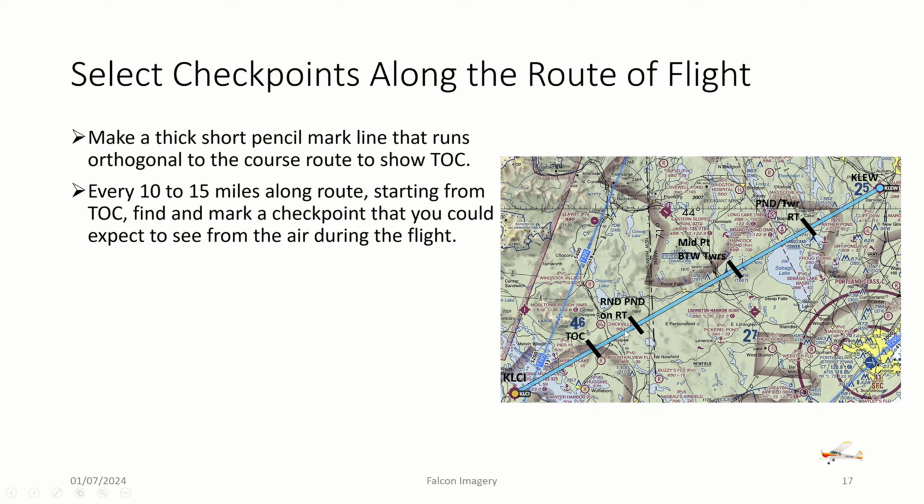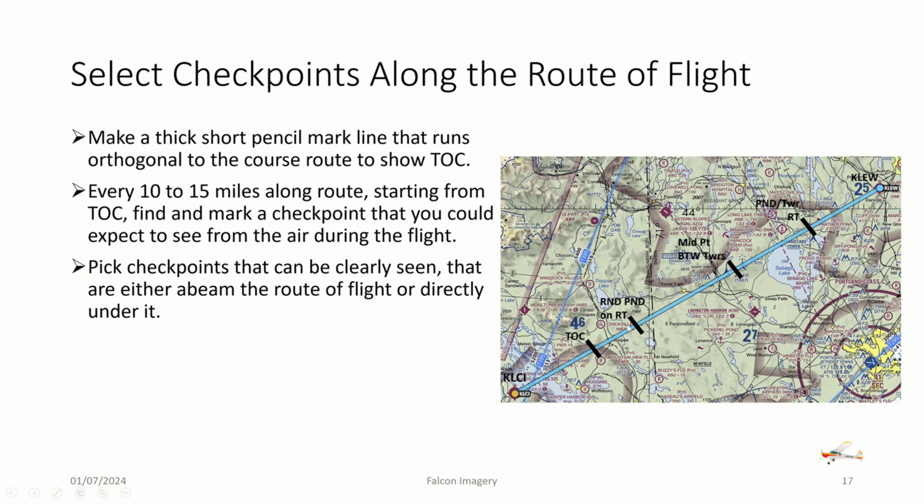This distance here is a little bit less than 10 nautical miles, but I picked it because it was a very easily seeable checkpoint to use. You want to pick checkpoints that can be easily, clearly seen, that either beam the route of flight or are directly under it. And I picked this one because I had a nice, well-defined round lake off to my right.